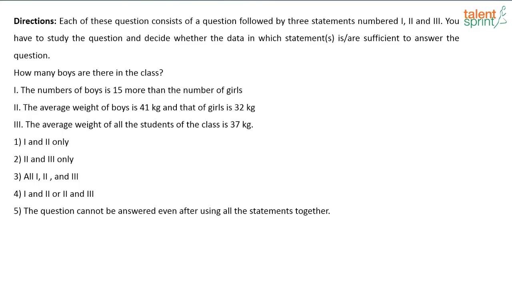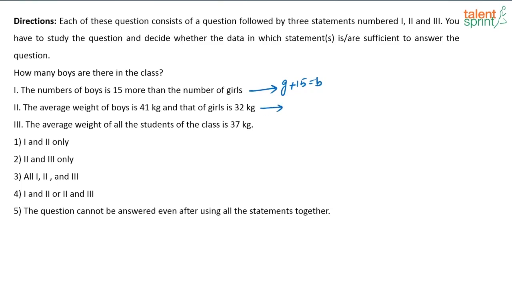What is the question? How many boys are there in the class? Now what is the first statement? The first statement says that the number of boys is 15 more than the number of girls. So if there are G girls in a class, then G plus 15, that is equal to B. This is what is given from the first statement. Using this I cannot find out how many boys are there in the class. So the first statement alone is not enough to answer the question.